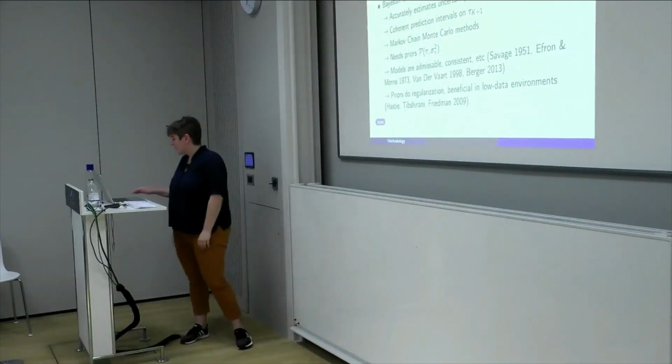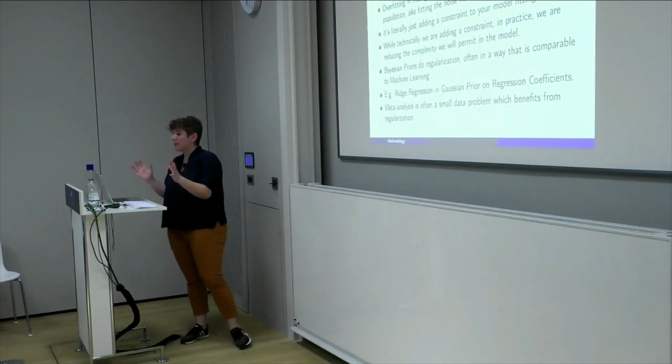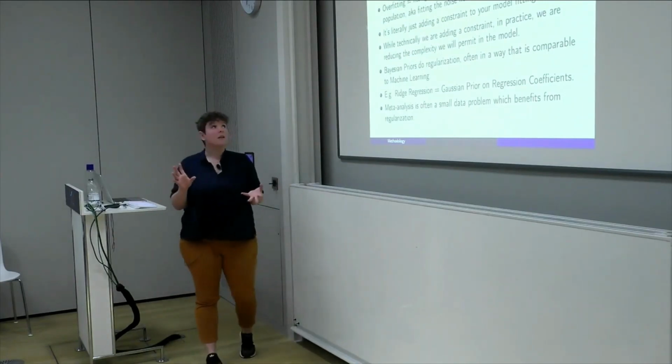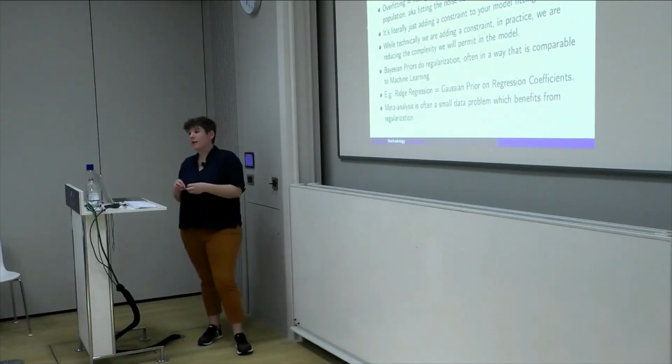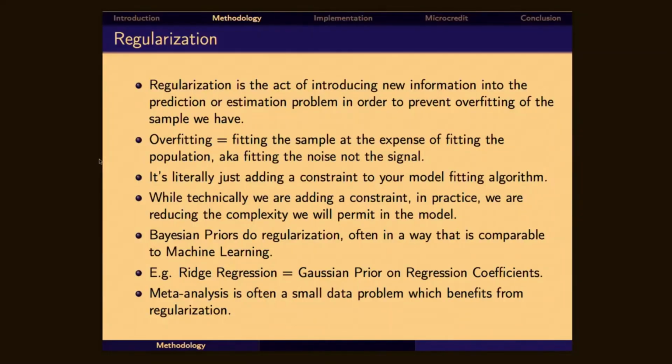Because I've talked about this a little bit, and I know not everyone's familiar with it, let me give you one slide on that. Regularization is the act of introducing new information into a prediction or estimation problem in order to prevent overfitting of the sample. Overfitting is when you fit the sample at the expense of fitting the population or learning about the population. You can think about that as fitting the noise, not the signal. So you're literally, in practice, just adding a constraint to the model fitting algorithm. You can think of the prior as constraining the maximum likelihood. That's one way you could think about it.